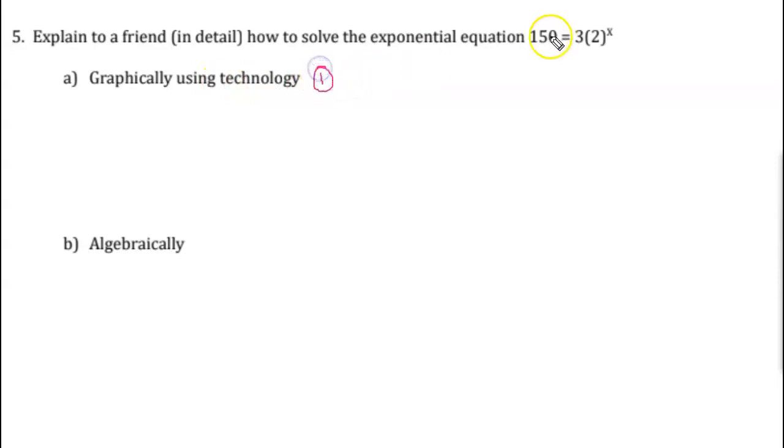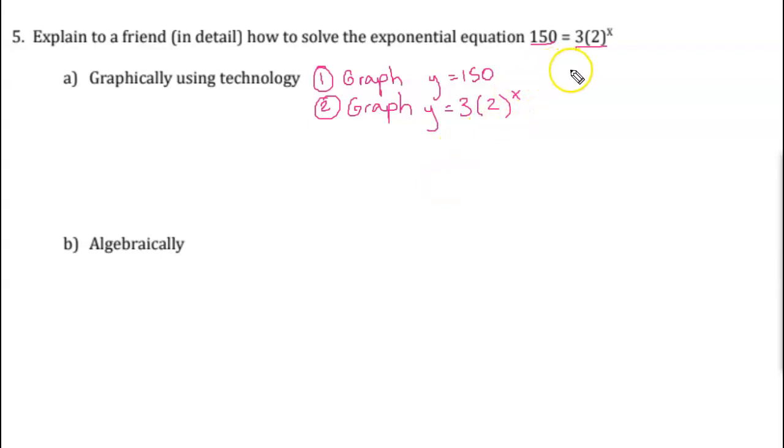So first, I would graph this side of the equation. So I'm going to graph y equals 150, and then I'm going to graph the other side of the equation. So I'm going to graph y equals 3 times 2 to the x. So first I graphed the left side of the equation, and then I graphed the right side of the equation. And now all I'm going to do is look for the point of intersection.